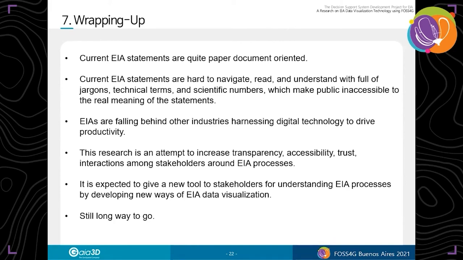So we needed to innovate in terms of EIA process. So this research project is an attempt to increase transparency, accessibility, trust, interactions among stakeholders around the EIA processes. Also, it is expected to give a new tool to stakeholders for understanding EIA process by developing new ways of EIA data visualizations. So actually, as you saw by a presentation, we've tested many things and we tried many things, and we got several very significant outcomes, but still long way to go. And this is just the initial stage of this research.